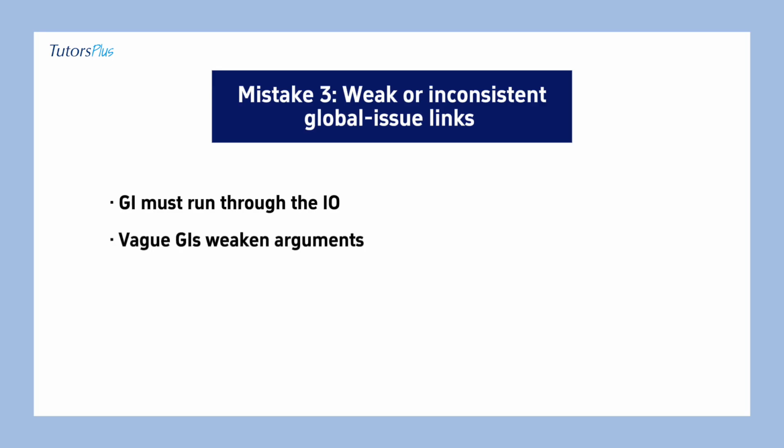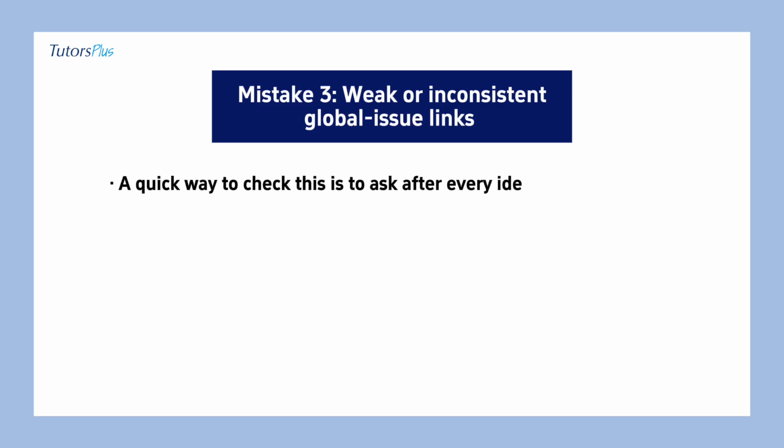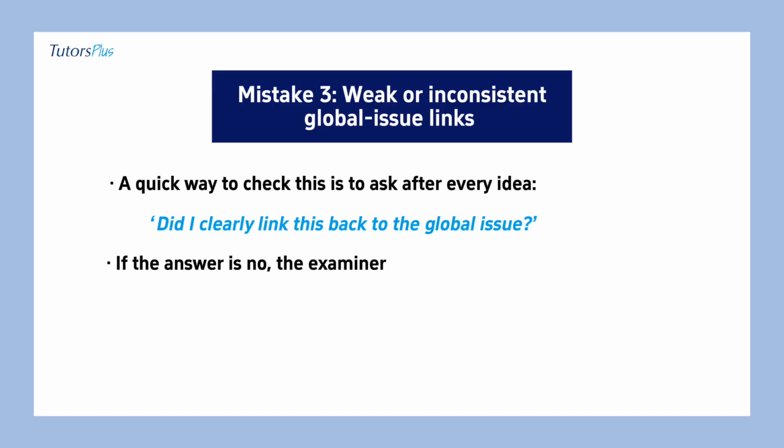A vague global issue such as identity or power can also weaken the argument if it's not clearly shown in the extract. The global issue should be specific, arguable, and visible in the authorial choices you've chosen to analyze. A quick way to check this is to ask after every idea, did I clearly link back to the global issue? If the answer is no, the examiner can't reward that point.